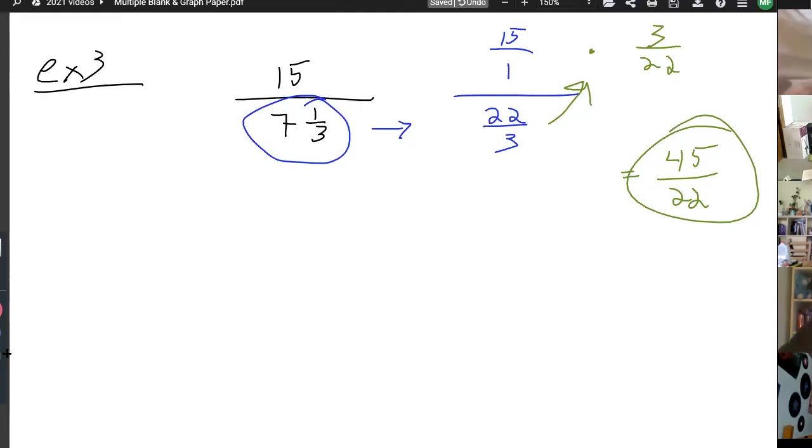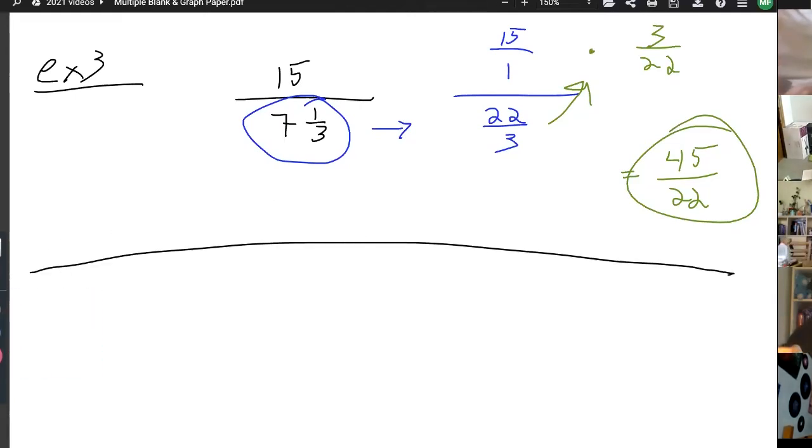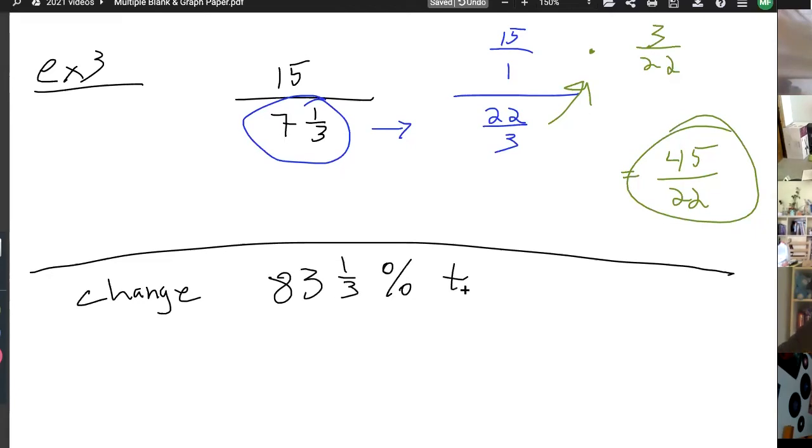All right. I'm going to try one more. Can you guys handle it? And then we're done for the day. So let's try this one. Let's change 83 1/3% to a fraction. What? Well, how do you change a percent to a fraction? Do you remember how to do that? So see if you can do that.